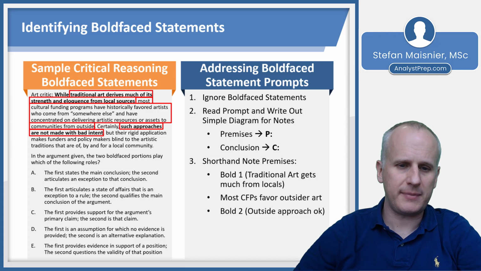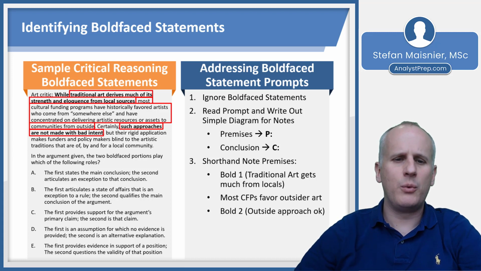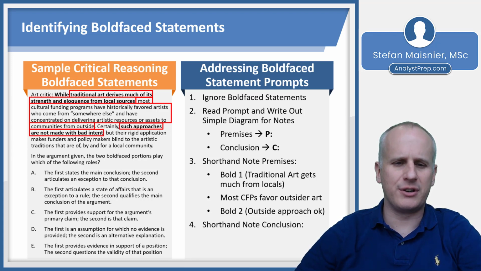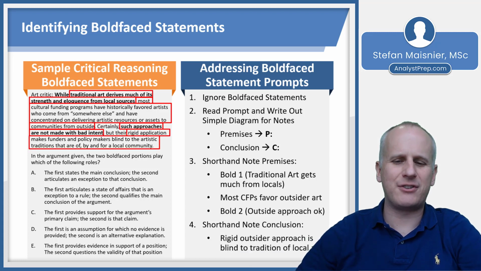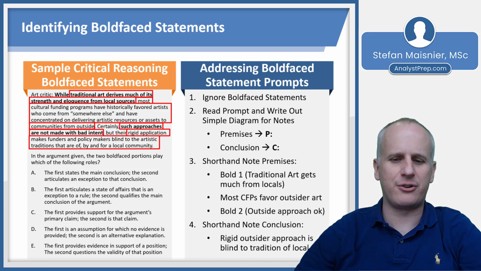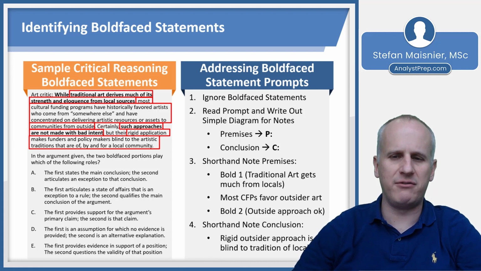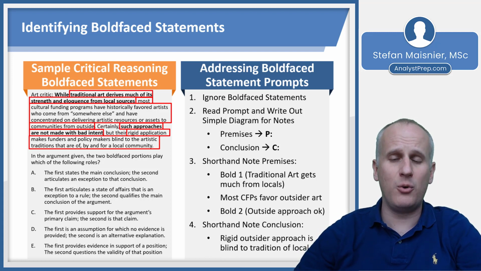So we just state outside approach okay, or just write once again bold 2 as being sufficient for taking that note. Then continuing to the end, we finally get to our conclusion, and it says, but their rigid application, meaning the approaches favoring artists from somewhere else, makes funders and policymakers blind to the artistic traditions that are of, by, and for a local community. So we'd have to shorthand this as rigid outsider approach is blind to the tradition of local art, and we would note that this is not one of our bold statements.